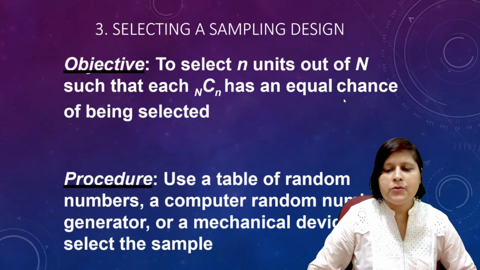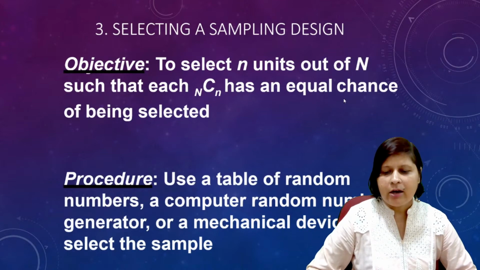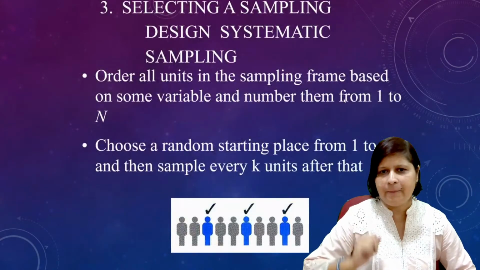How can we do this? Use a table of random numbers, a computer random number generator, or a mechanical device to select a sample. Okay.